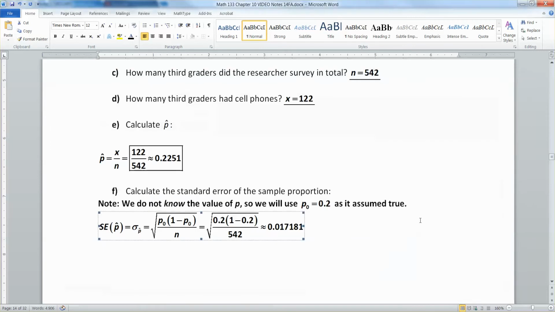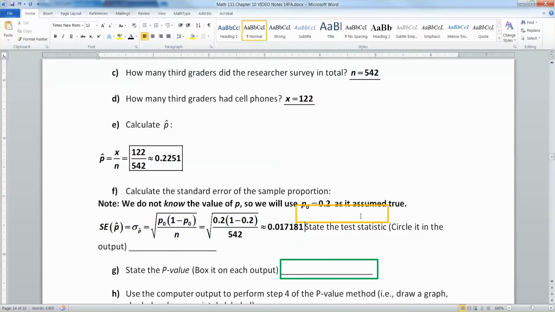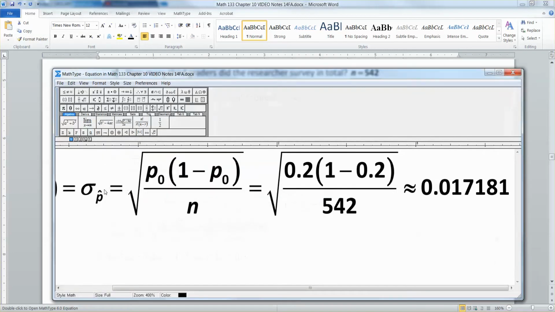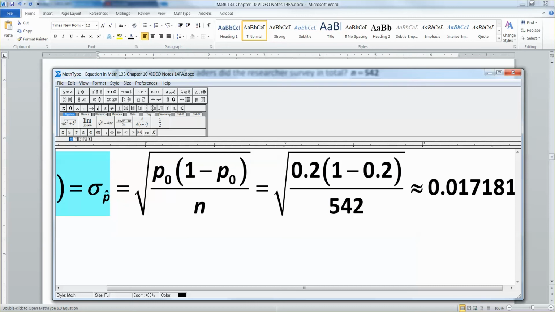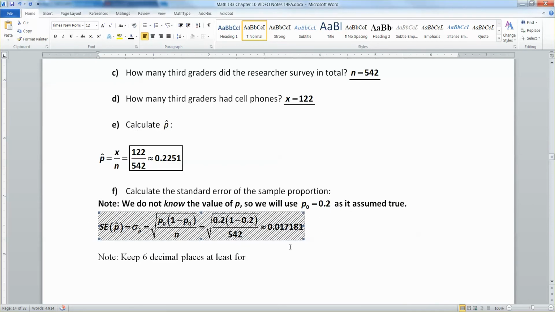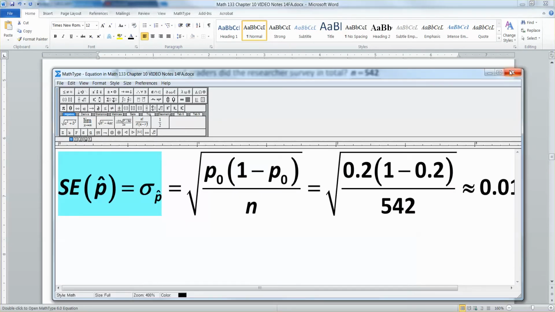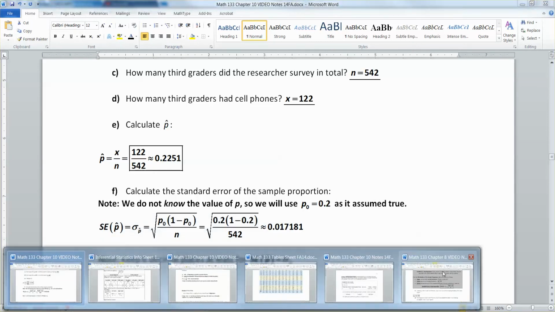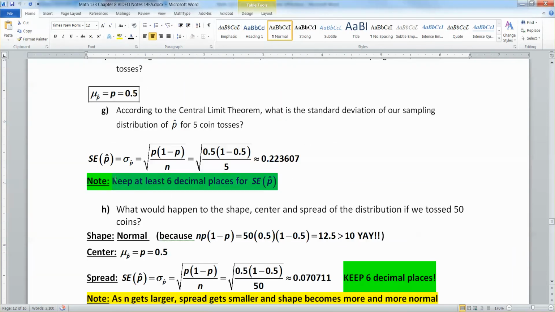We're going to keep a lot of decimal places there, just for our own benefit. Note, keep at least 6 decimal places for sigma sub p hat. We learned that back in Chapter 8. If I grab the notes for 8, you'll see right there, keep at least 6 decimal places for standard error. I'm just trying to keep it consistent here.